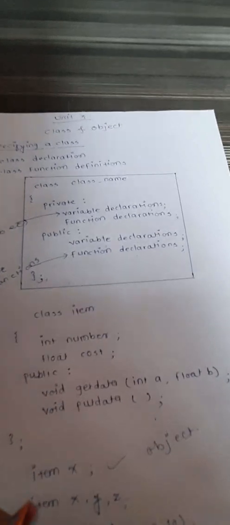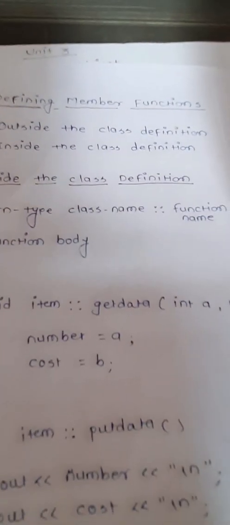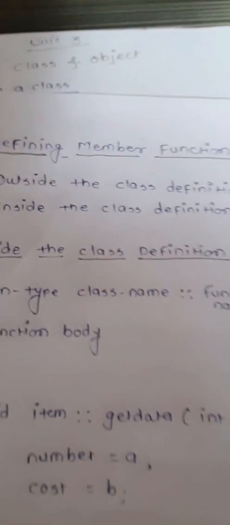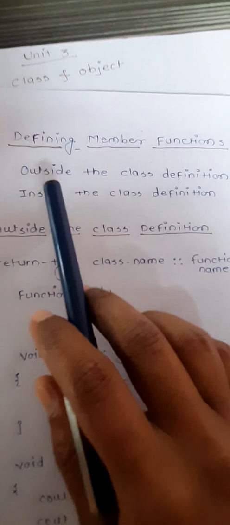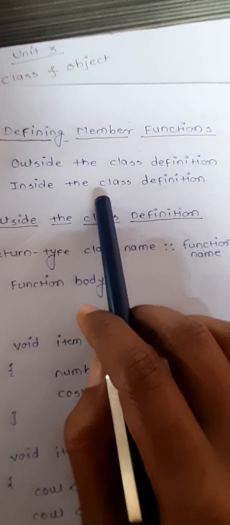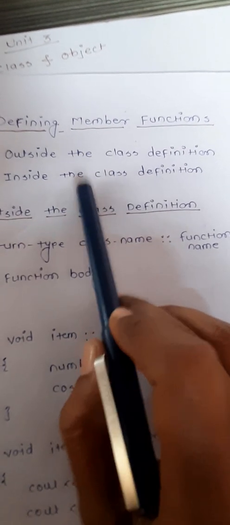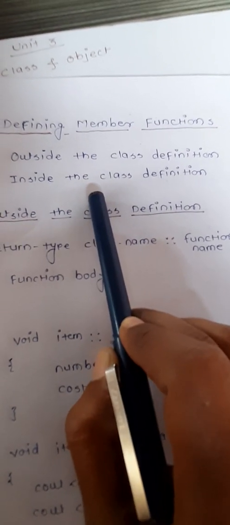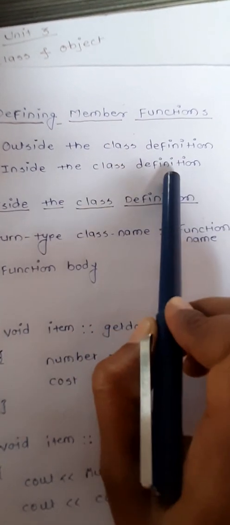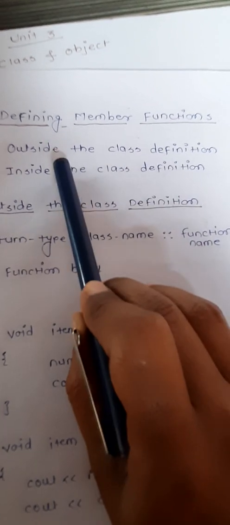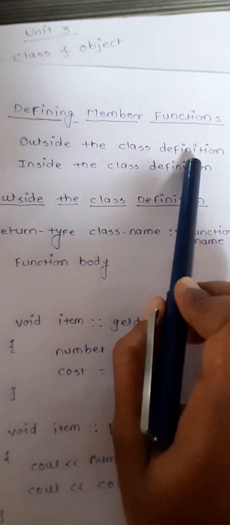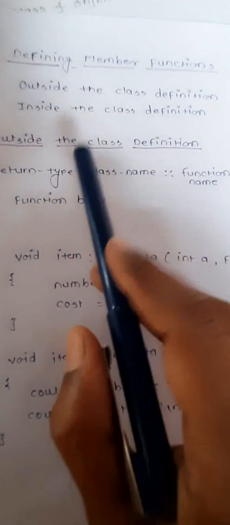So here is the class function definitions. The point is defining member functions. We saw there are two ways. We can define the member functions of a class in two positions. We can define the member function inside the class, so it is called inside the class definition. And we can define the member functions outside the class, so here is the outside the class definition. First of all, we will see outside the class definition.